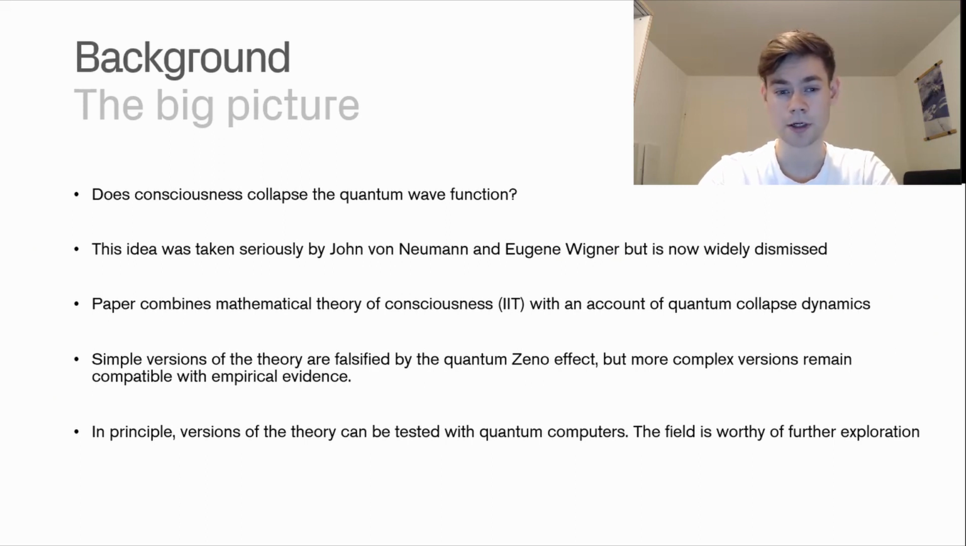But this paper combines a mathematical theory of consciousness, which is IIT, the one they're using. We've made another video on that, so we're not going to go into IIT in detail. So please check that out if you haven't seen it. And then with this mathematical model, they combine that with an account of quantum collapse dynamics. So we're going to go into, in just a second, quantum mechanics in more detail.